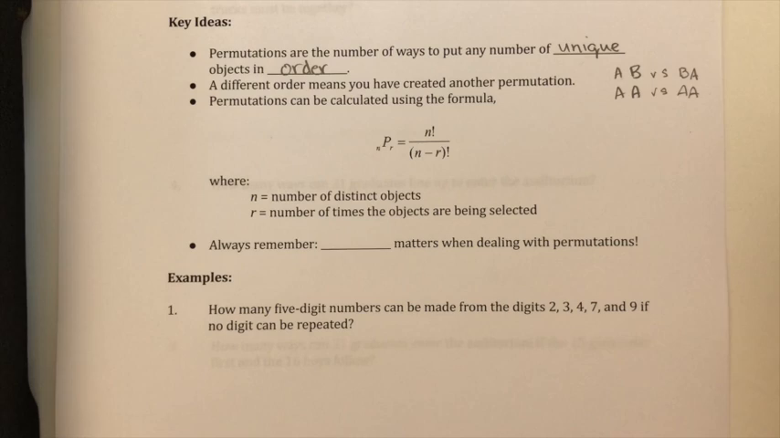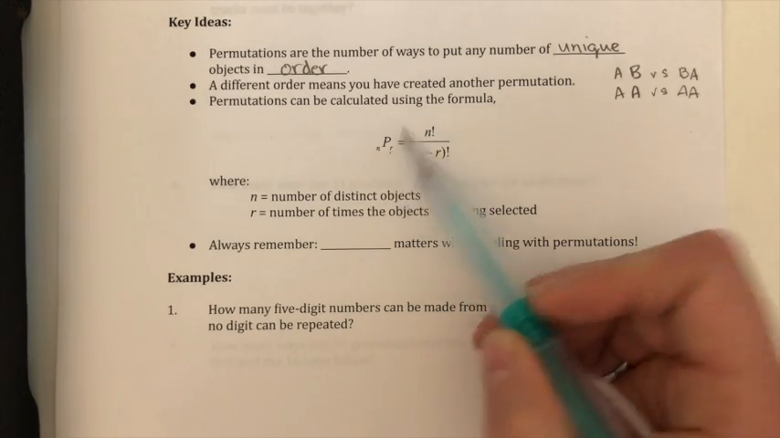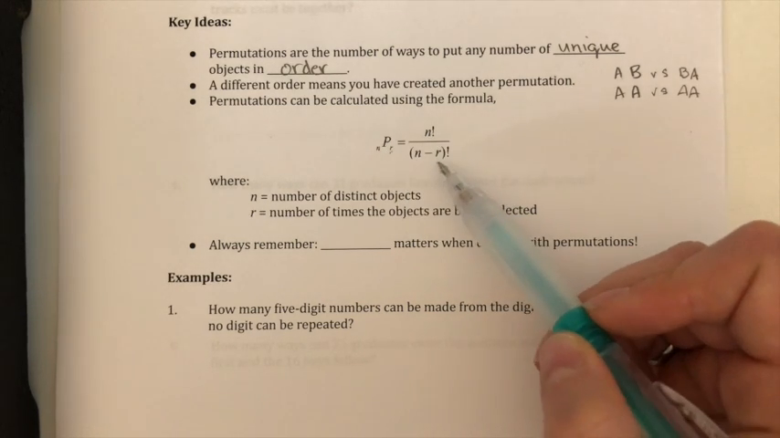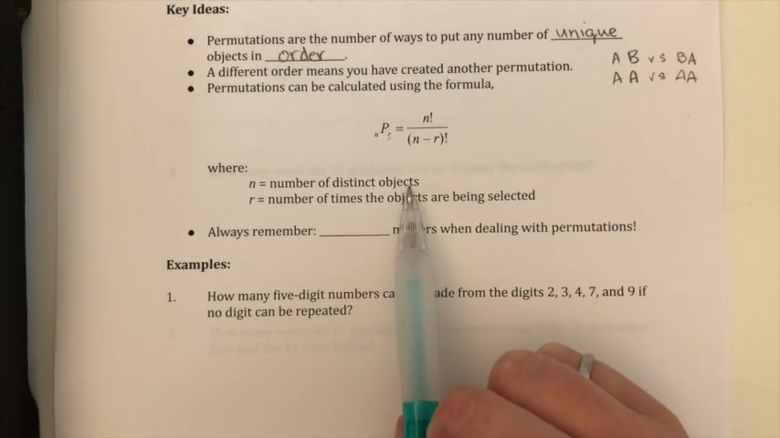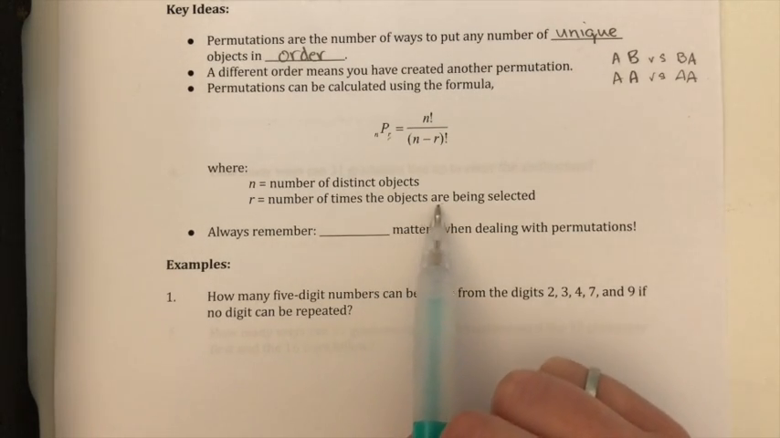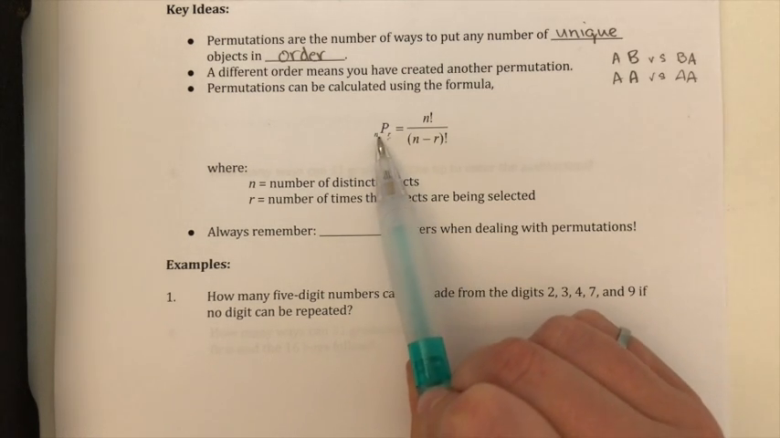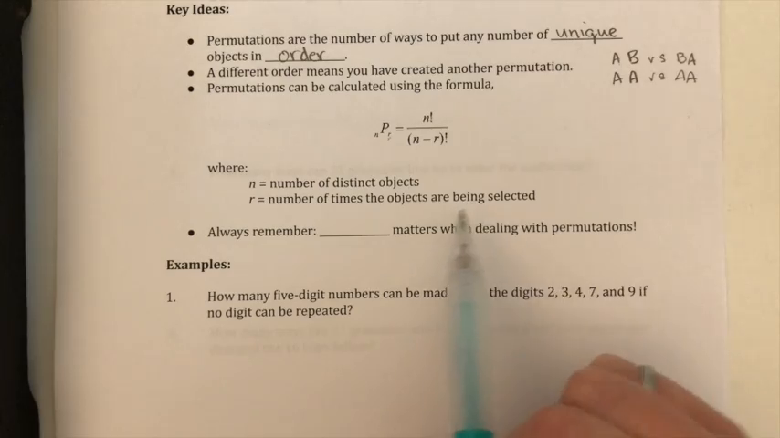Permutations can be calculated using the formula nPr, n permutation r, equals n factorial over (n minus r) factorial, where n is the number of distinct objects and r is the number of objects being selected. If you have 8 things to choose from and you're only picking 5, that would mean n is 8 and r is 5. And we'll see that as we keep going.